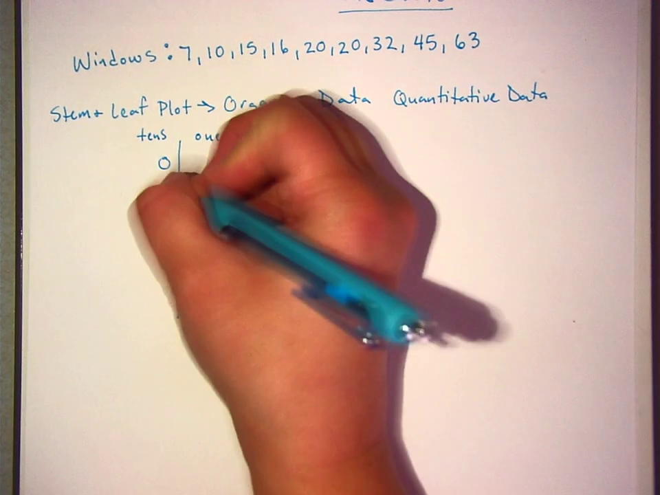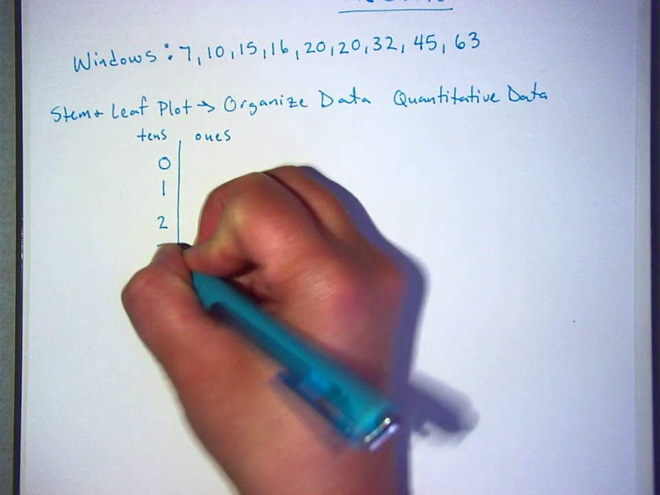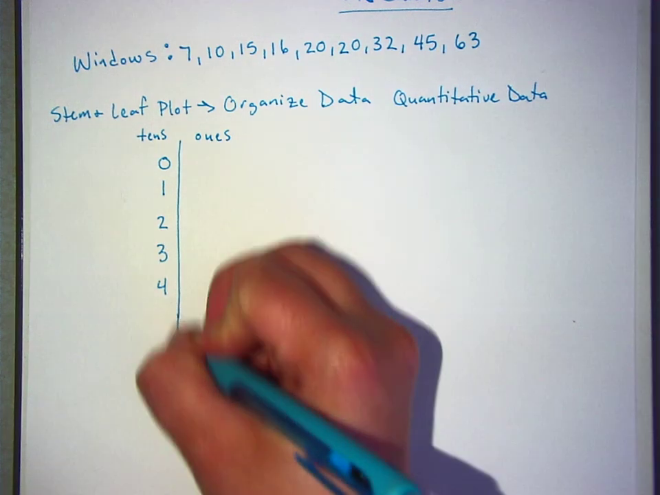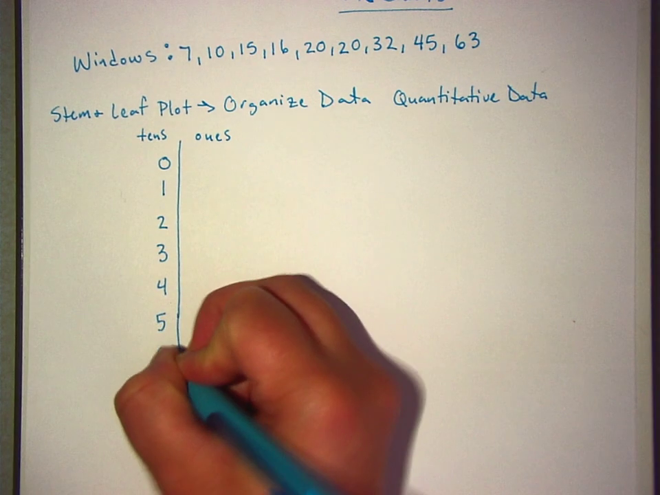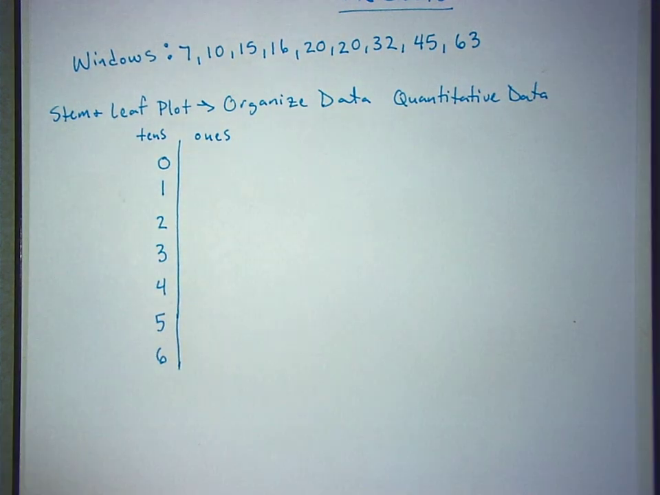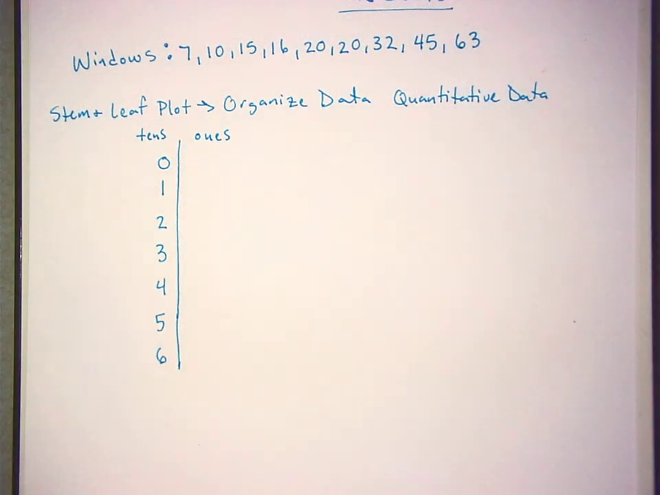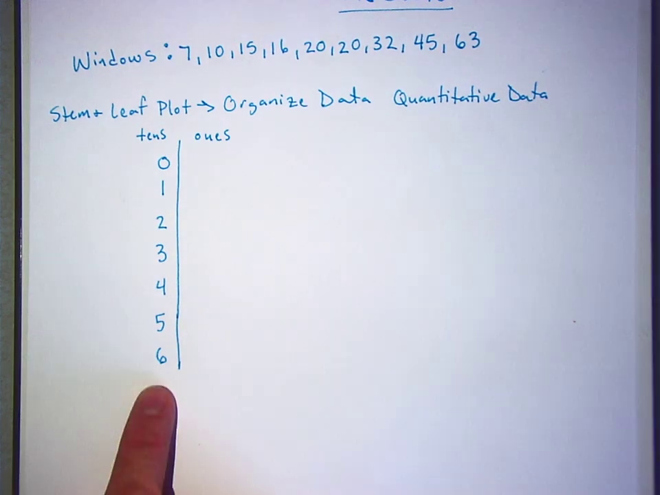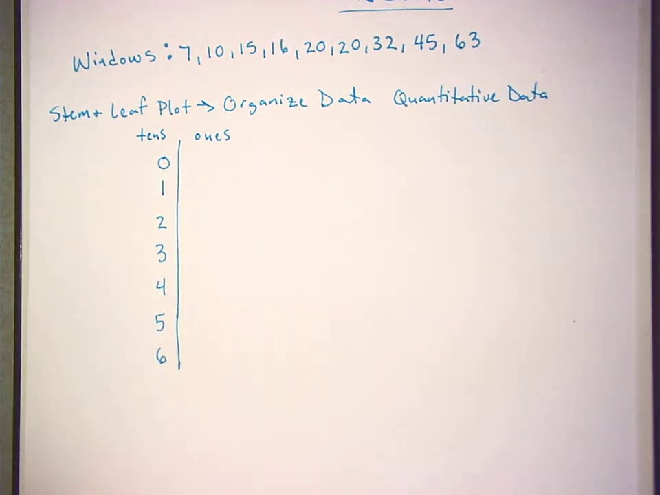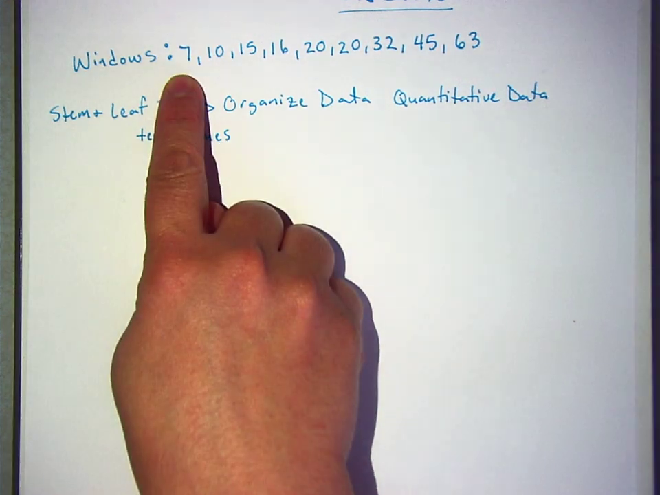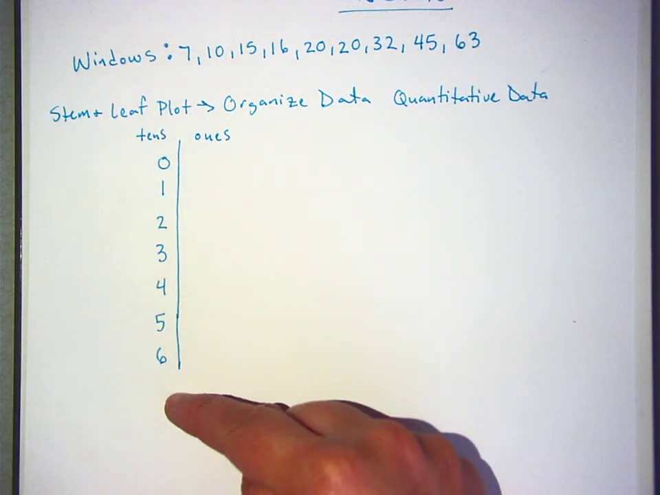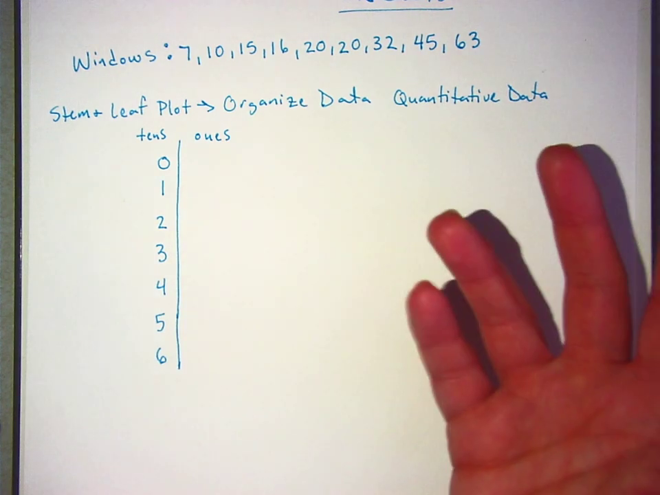So I'm going to put 0, 1, 2, 3, 4, 5, 6. Why do you think I chose those numbers? It goes all the way to 60. Yeah, it goes all the way to 60. Why do you think I put a 0 on there? Less than 10. Yeah, so 7 would count there. By the way, you don't always have to start at 0. You start at whatever the lowest thing is.